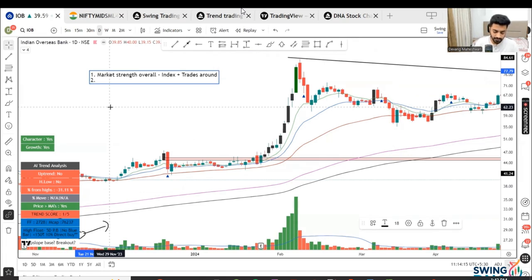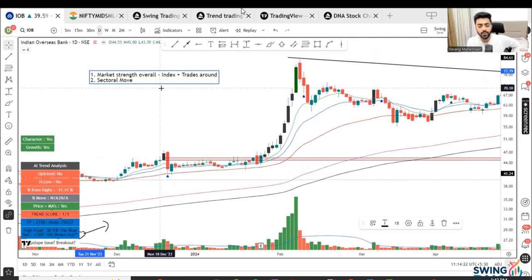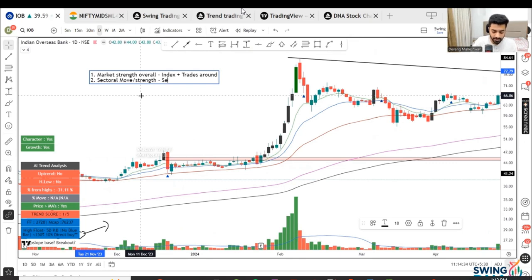Second is sectoral move only. Not every random low price stock we can go and buy. It needs to have good sectoral strength, sectoral move, or you can call it sectoral rotation, as people also call it. Market strength index analysis we will cover later on, and trades around this part we will cover completely in a later video.